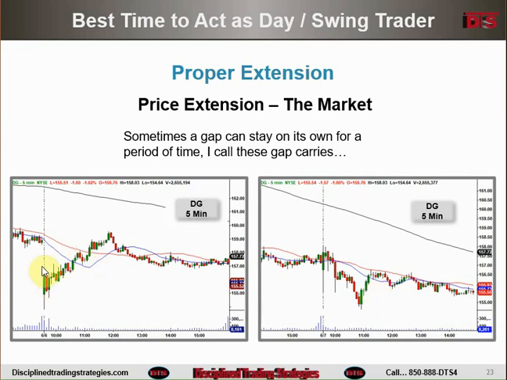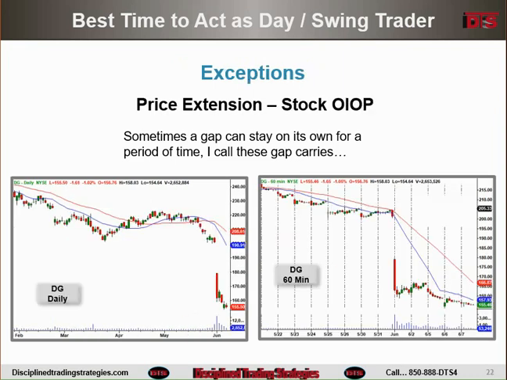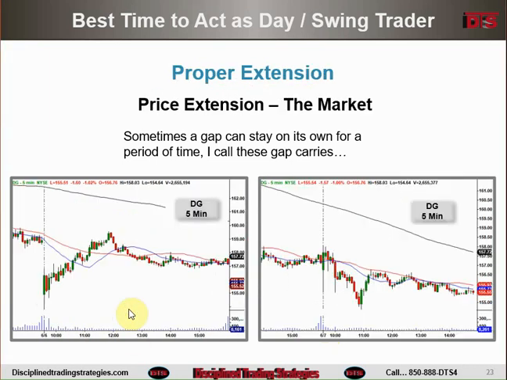I would never, ever want to go short DG yesterday. Why? Because of the word up here, extension, right? Look what happened the prior day. We fell, and then we gapped down, right? You don't short that. That's why it came back the next day as far as it did.